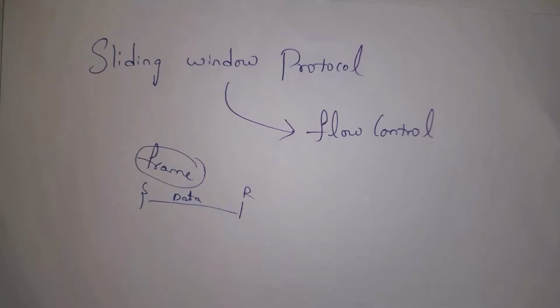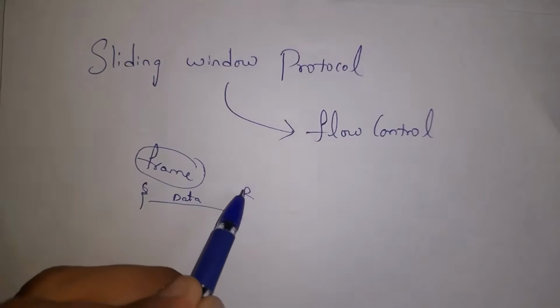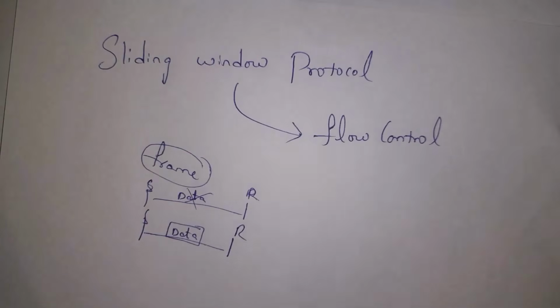Guys, at first you need to know what is frame. For example, sender wants to send data to receiver. Sender will not send data directly to receiver. Instead, sender will place data in frame and then sender will forward complete frame to receiver. Guys, frame is like packing. Instead of sending data directly, sender will pack data in frame and then sender will send that frame to receiver.